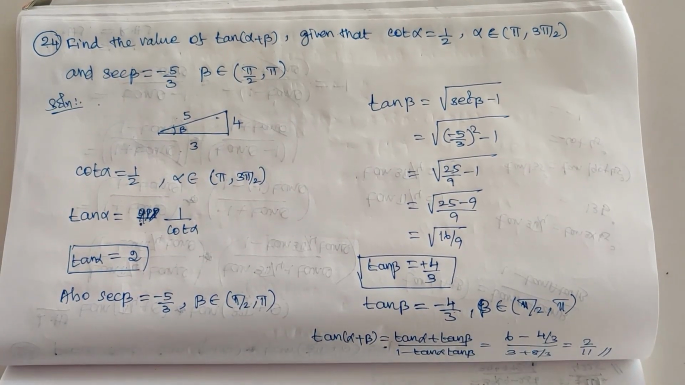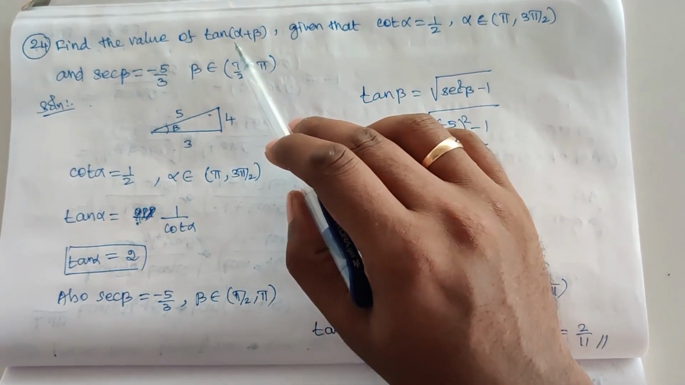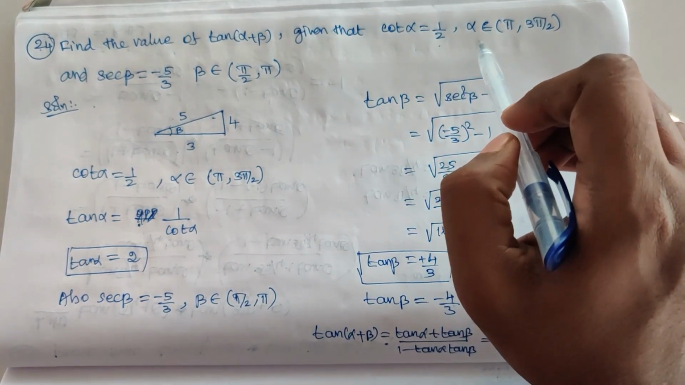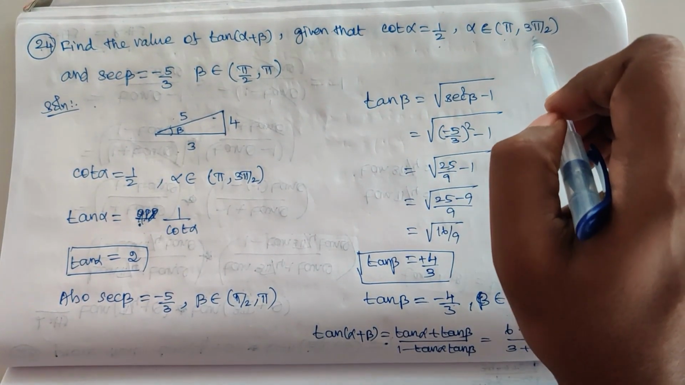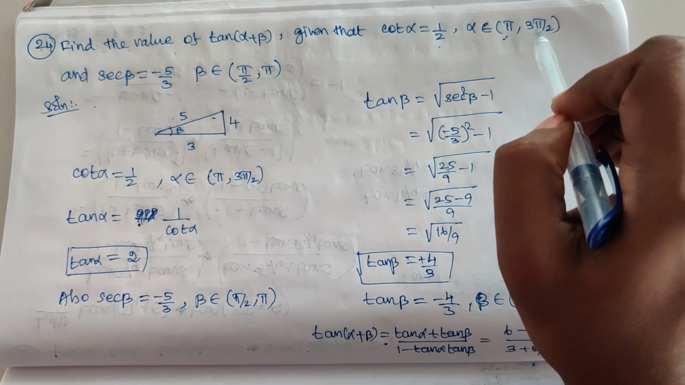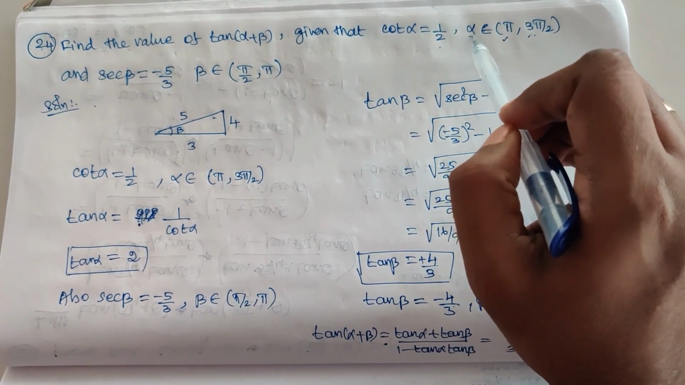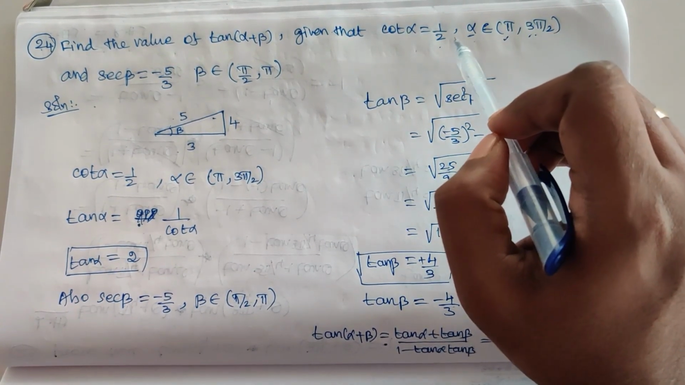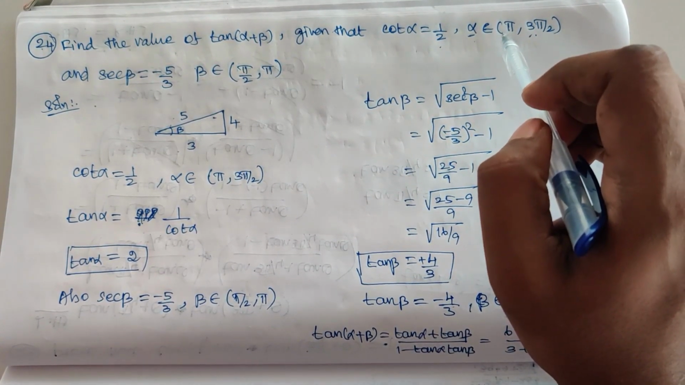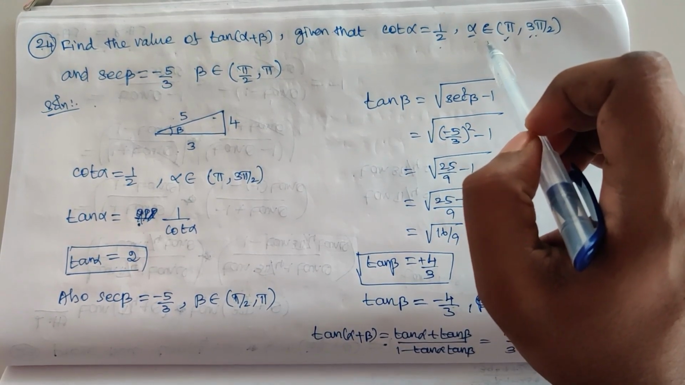Now we are going to discuss question number 24. Find the value of tan(alpha plus beta) given that cot alpha is equal to 1/2 and alpha belongs to (pi, 3pi/2). It means that's the third quadrant, pi is 180 and 3pi/2 is 270. So alpha must lie between 180 and 270. In 180 to 270, tan theta and cot theta alone are positive, so cos and sin are all negative.